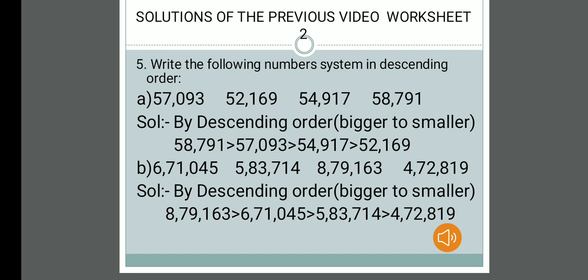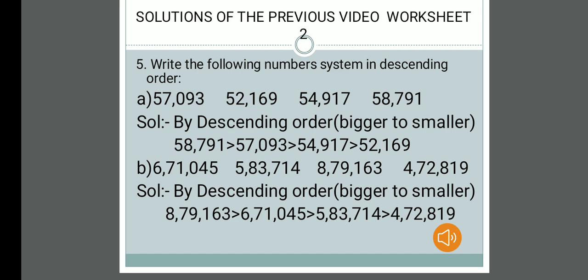The first bigger number is 58,791. Next comes 57,093. Next comes 54,917 and at last 52,169. So here also I am using the greater than symbol. So it is just comparing the numbers. 58,000 is greater than 57,000, 57,000 is greater than 54,000 and 54,000 is greater than 52,000. And the next question.